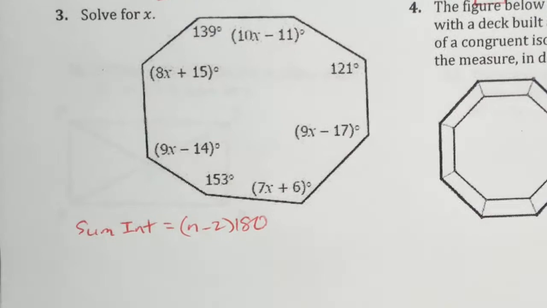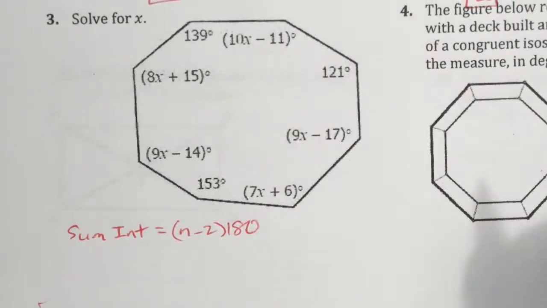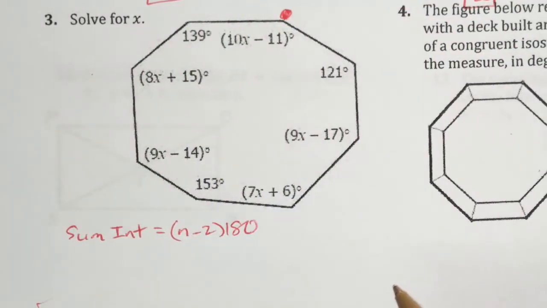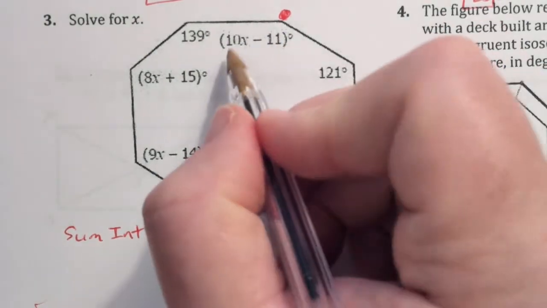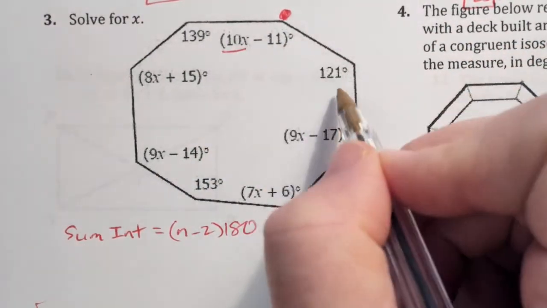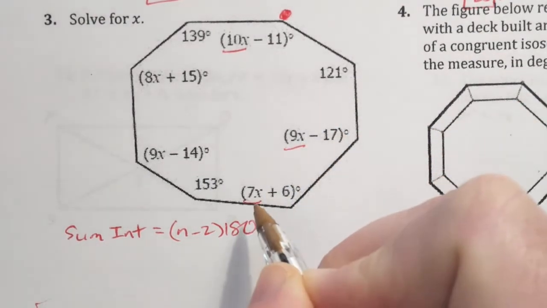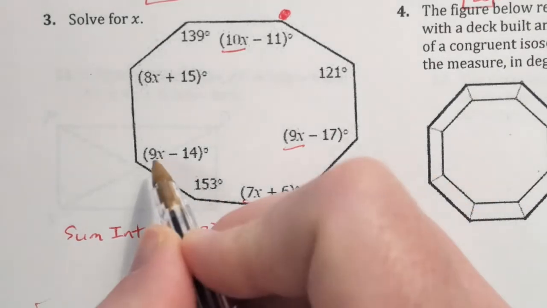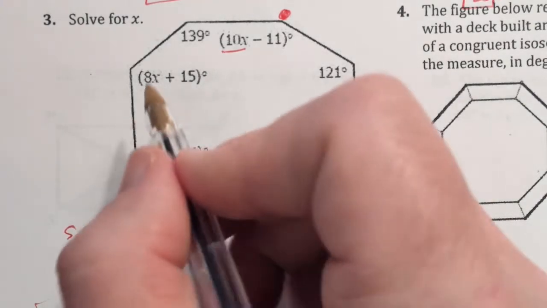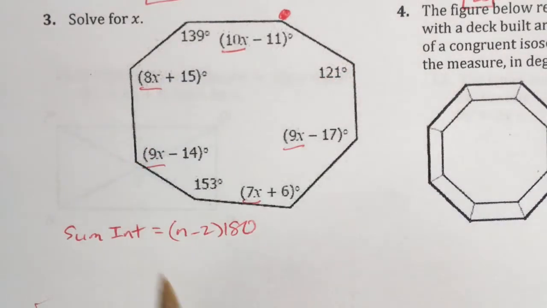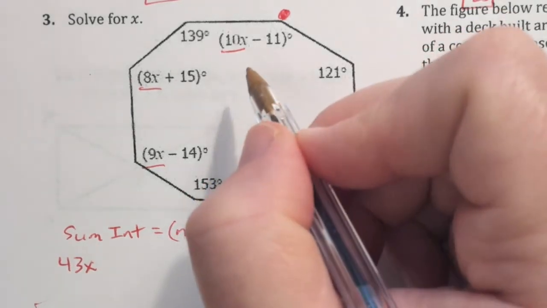Okay, so we're going to add all of the interior angles. I'm going to start at a corner, right here, and go in a circle and add up all the x's, and then add up all the constants. So starting here, I'm going to add up all the x's. So 10 plus nothing plus 9 plus 7 plus nothing plus 9 plus 8 plus nothing. And I get 43. So we have 43x.